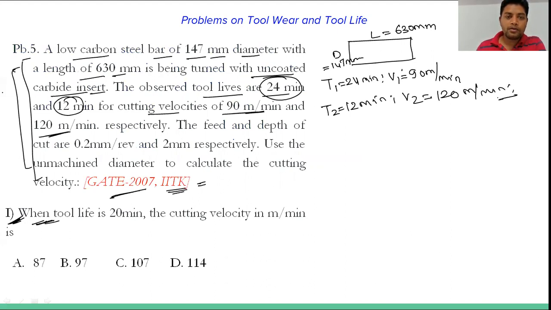Okay. Now the feed and the depth of cut are also given to you, that is feed will be equals to 0.20 mm per revolution.